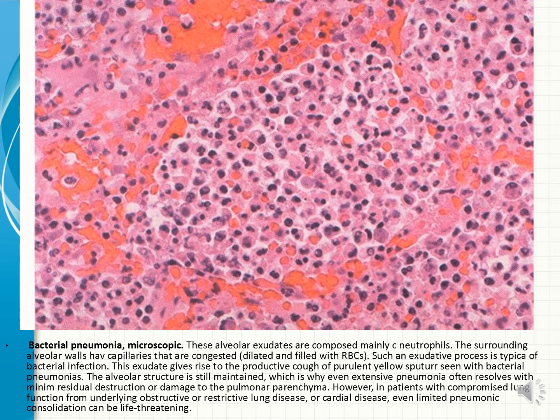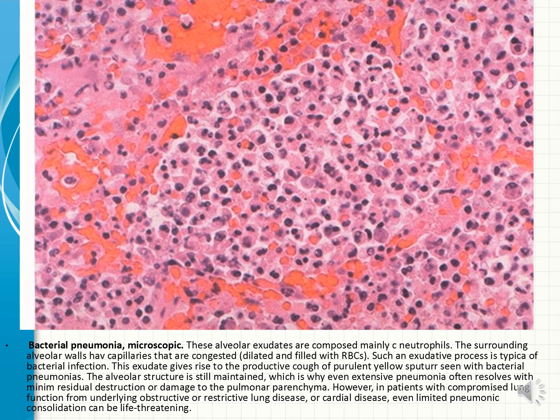Such an exudative process is typical for bacterial infection. This exudate gives rise to the productive cough with purulent yellow sputum seen with bacterial pneumonias quite often. The alveolar structure is still maintained here in this picture we see. That is why even extensive pneumonia often resolves with minimum residual destruction or damage to lung parenchyma.